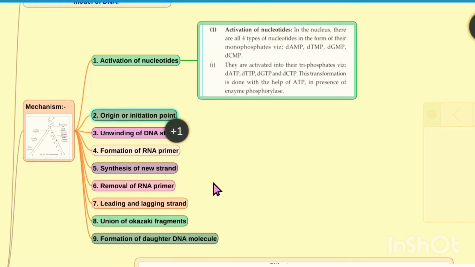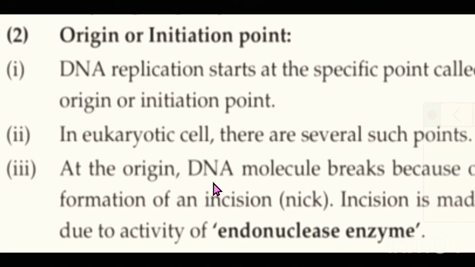And see the origin or initiation point. This is one important, origin and initiation point. DNA replication starts at the specific point called as origin or initiation point. In eukaryotic cell, there are several such points, initiation points. At the origin, DNA molecule breaks because of the formation of the incision, and incision is made due to activity of endonuclease enzyme. This is one most important enzyme in the genetics, the endonuclease enzyme.